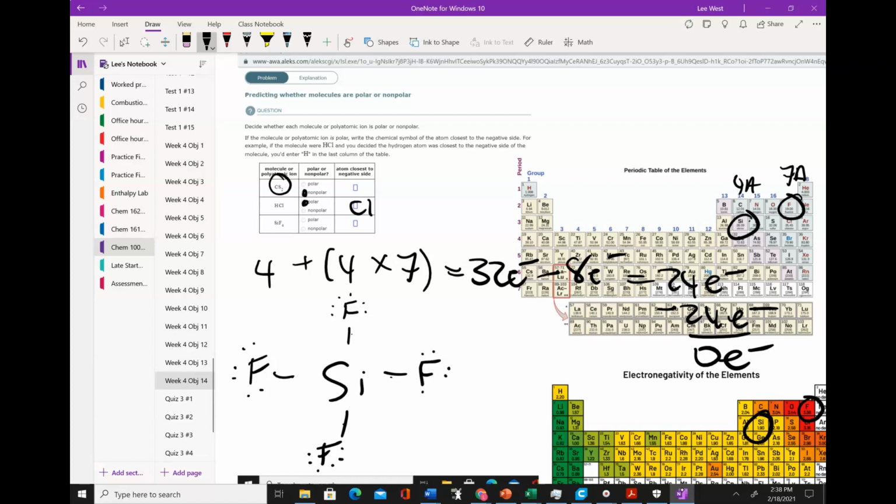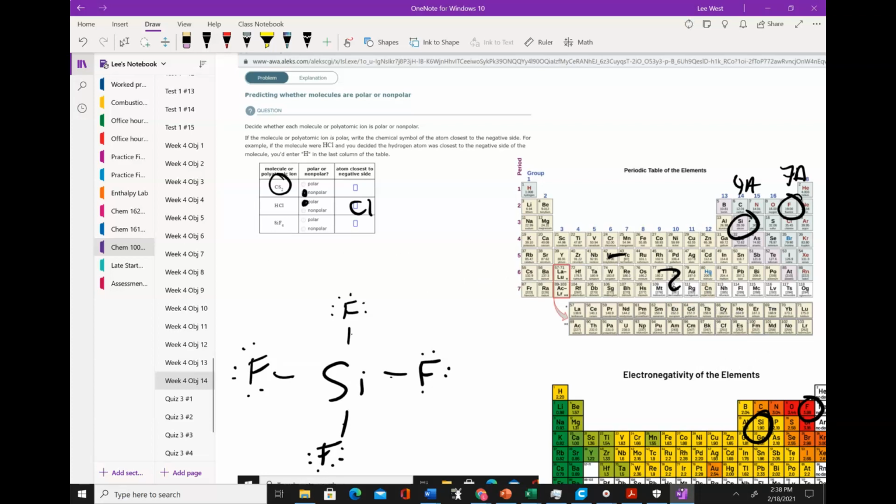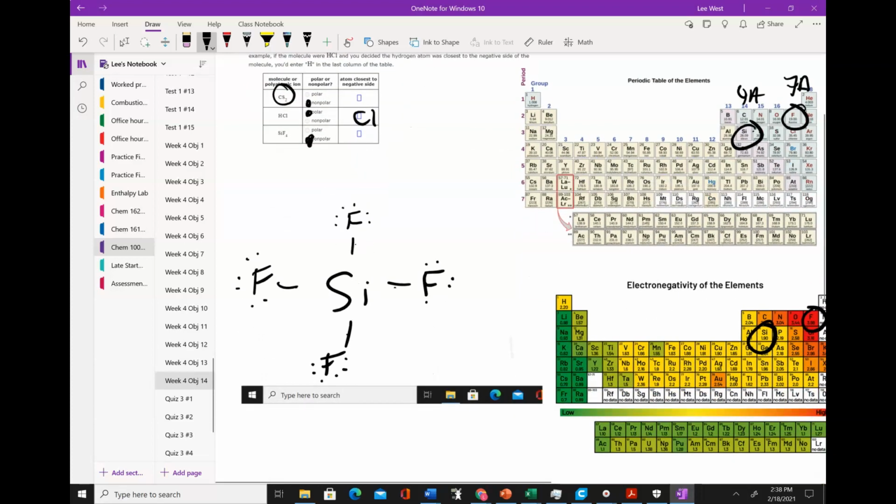So now I have to decide, is it polar or non-polar? Well, when I look at that central atom, it's got no asymmetry about it. Everything attached to that central atom is exactly the same. All of the atoms attached are of the same type, and there are no lone pairs. So this is non-polar, and I don't have to decide whether there is a positive or negative end of the molecule, so I don't have to worry about the last column.